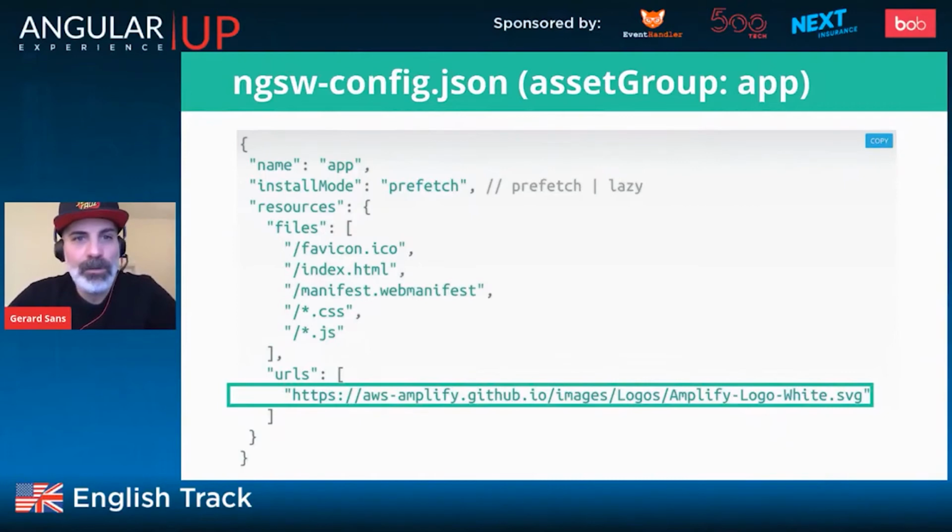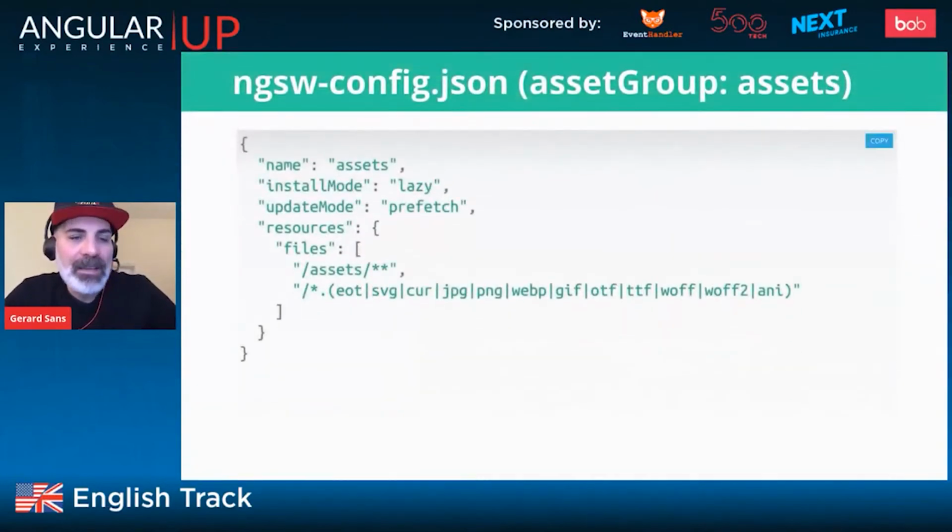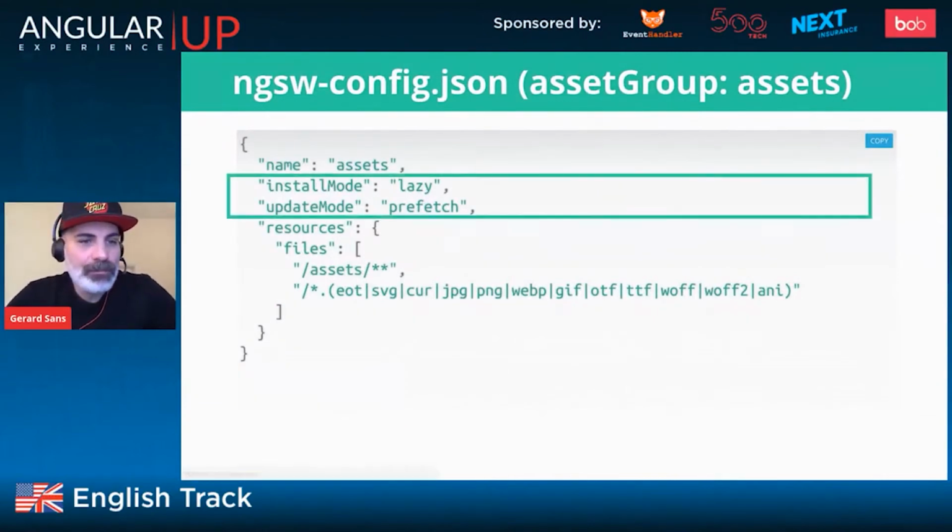section. All right, so let's look into the next asset group, and this is dealing with the assets. Here, the configuration is slightly different, and the way it's working is that during install, we are going to use the lazy mode, which is using an on-demand approach, and when we update the application, it is going to be using a prefetch.